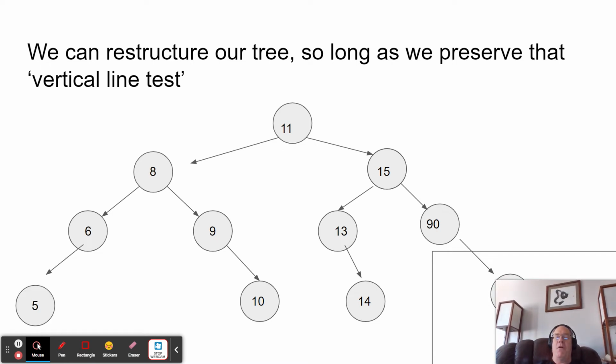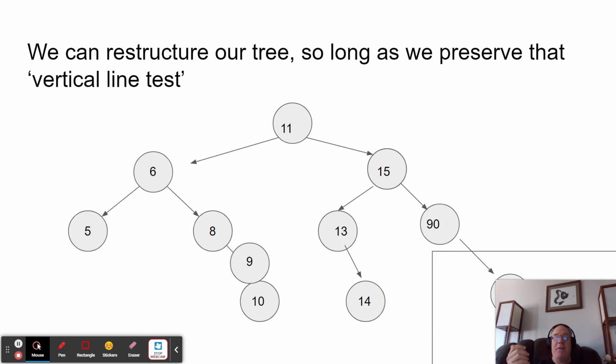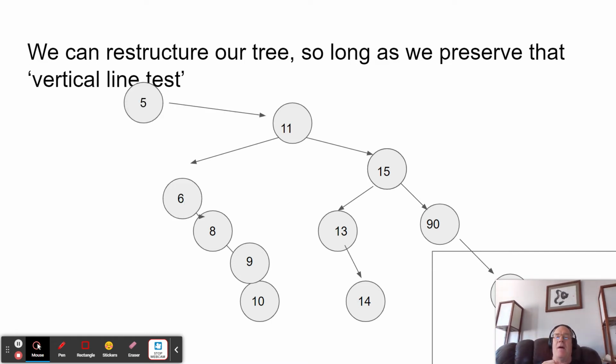Or of course we can move nodes around. In this case, we move node 6 to replace node 8, and node 9 gets squished down between 8, 9, and 10. And so we're preserving our vertical line test here and restructuring our tree in a way that actually unbalances it. But if we go the other direction from here to here, we've rebalanced our tree. And we're allowed to do these restructurings as long as we preserve that vertical line test.